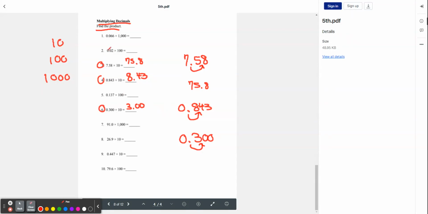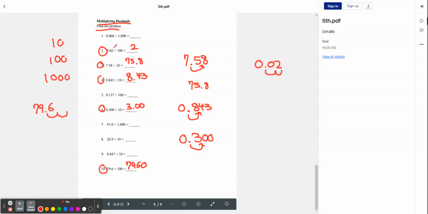Now let's try multiplying by 100. Let's look at 2. 0.02 times 100. This time we're going to move the decimal point to the right 2 times. So we get 2 as our answer. Let's look at 10. 79.6 times 100. We're moving the decimal point to the right twice. So we get 7,960.